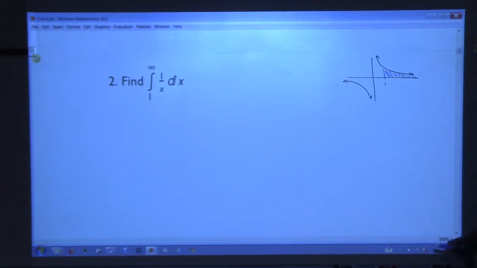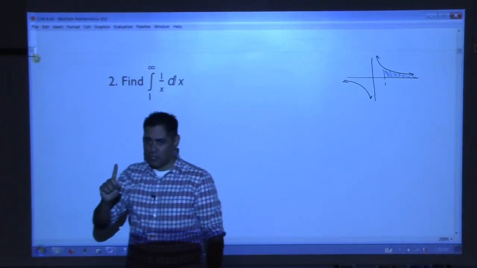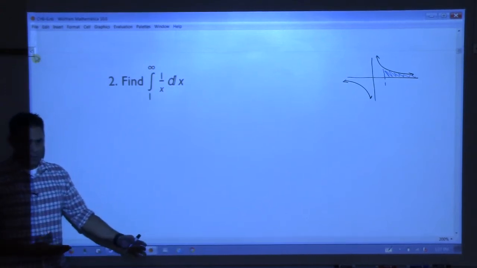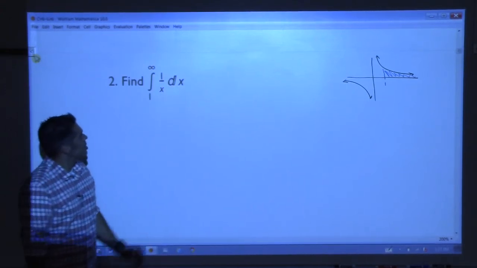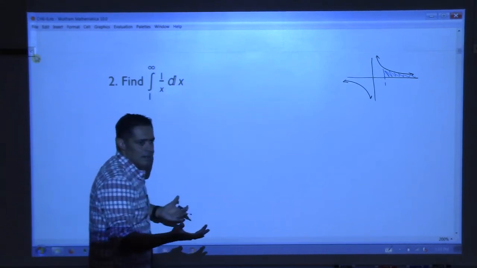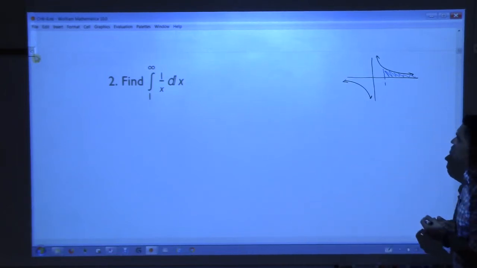Now that function does go to 0, right? Listen to what I'm saying. The function goes to 0 as I go out to infinity, right? The function does? Yeah. What does the area under the function go to? That's what we're about to find out. So even though the function goes to 0, that doesn't tell us anything about the area.